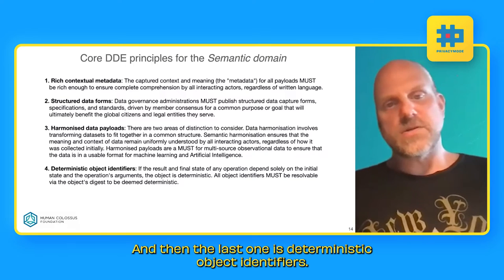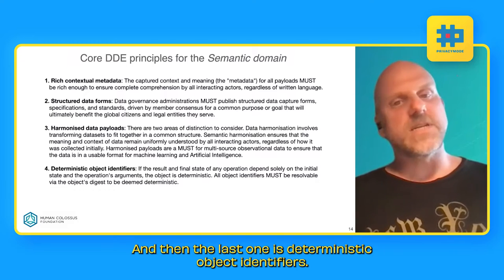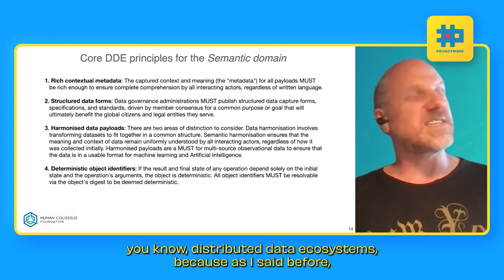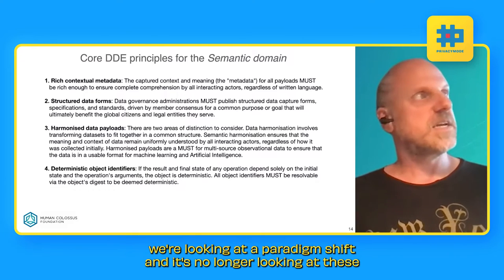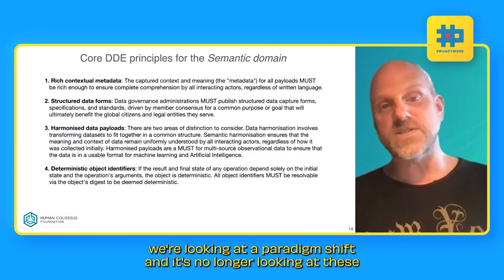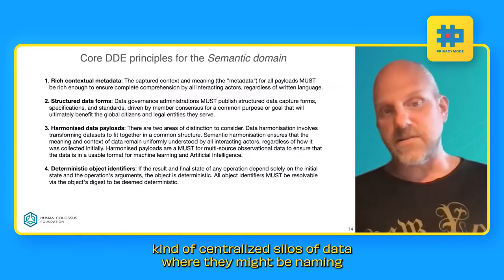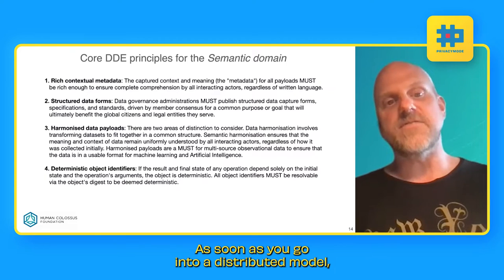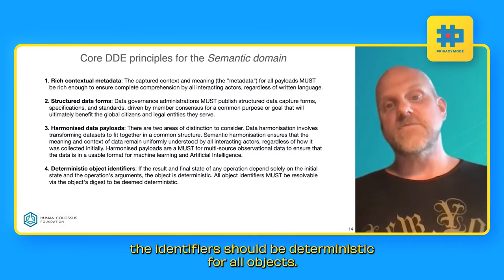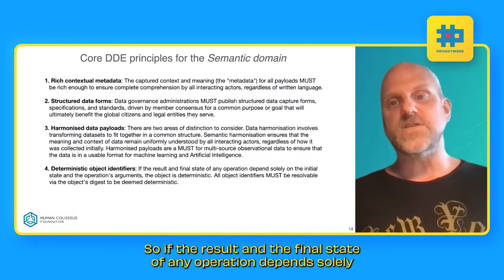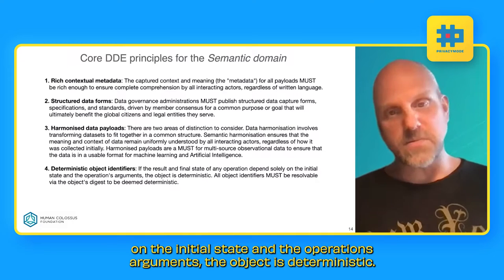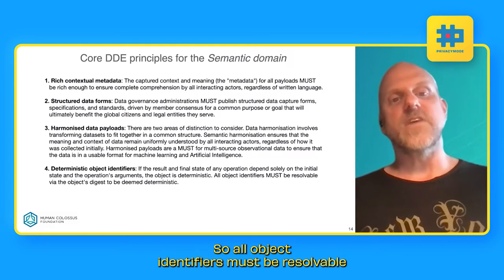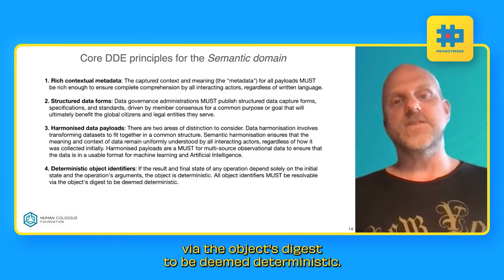And then the last one is deterministic object identifiers. This is really important when you talk about distributed data ecosystems, because as I said before, we're looking at a paradigm shift. You're no longer looking at centralized silos of data where they might be naming their identifiers however they like. As soon as you go into a distributed model, the identifiers should be deterministic for all objects. If the result and the final state of any operation depends solely on the initial state and the operation's arguments, the object is deterministic. So all object identifiers must be resolvable via the object's digest to be deemed deterministic.